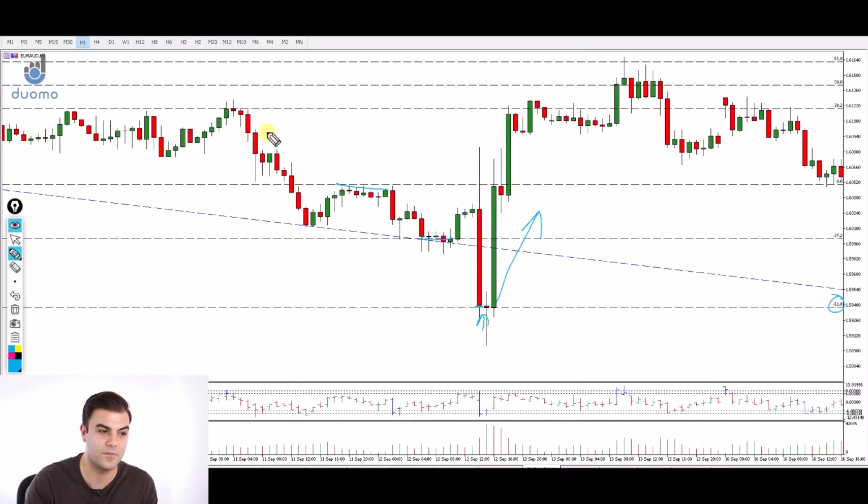Trend is obviously very bearish at this point in time, okay? The momentum, look at the size of this candle compared to the others. It's obviously momentum from the ECB announcement, so it's huge amounts of momentum and volume.